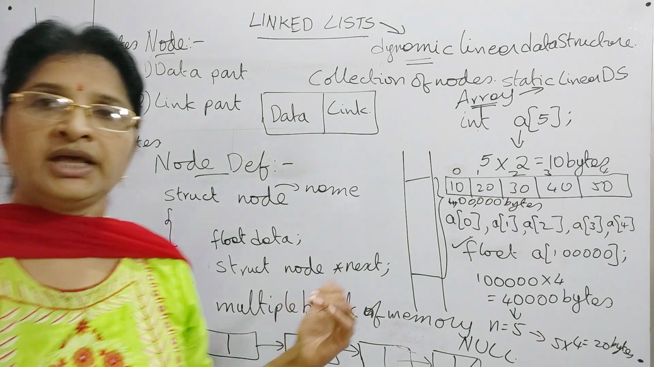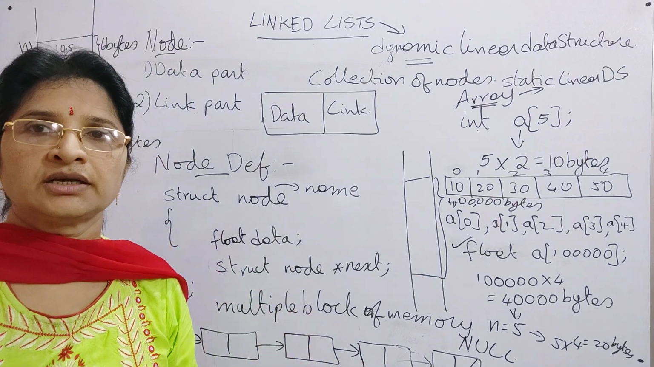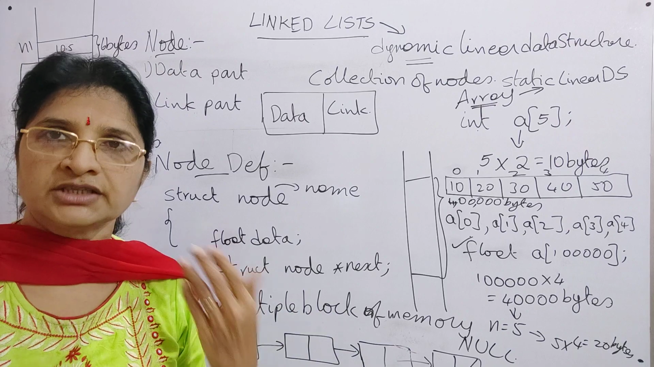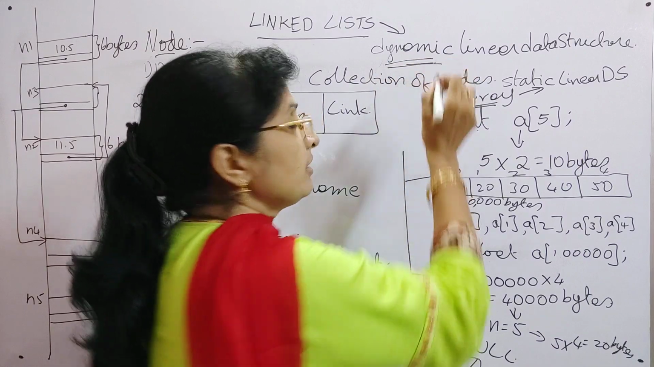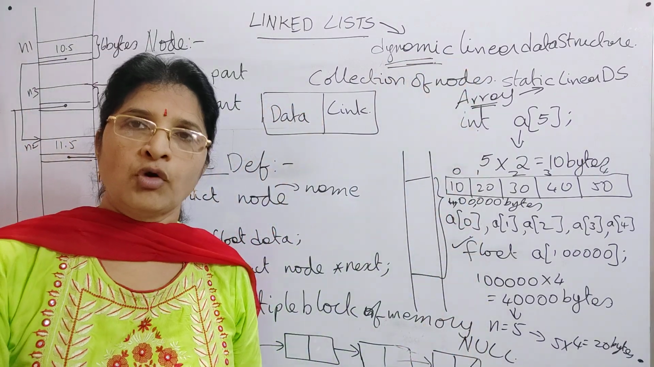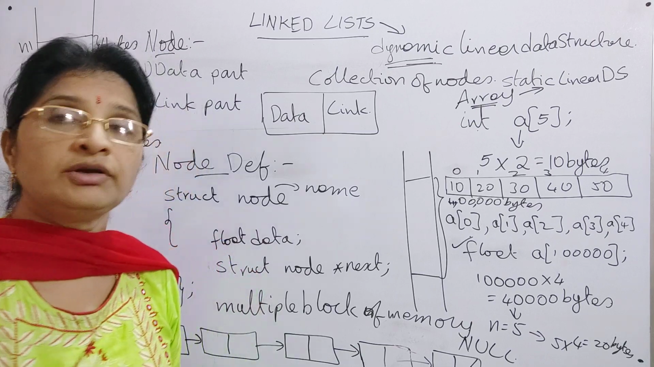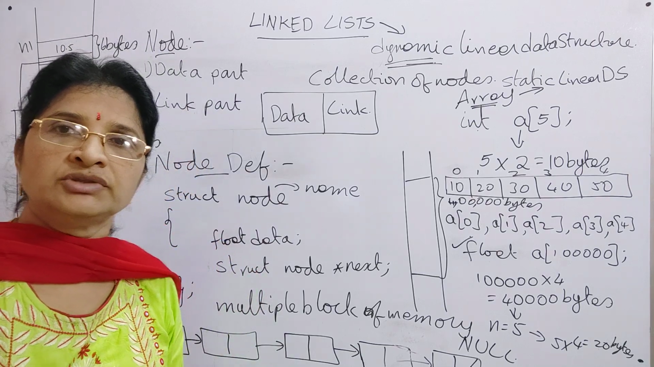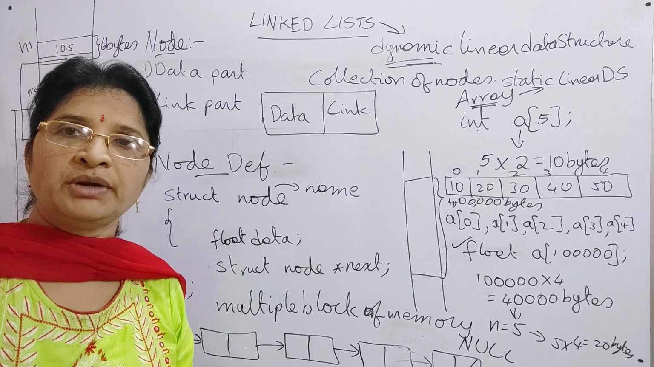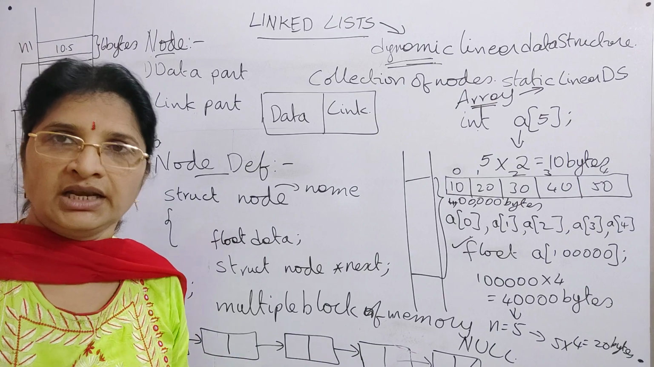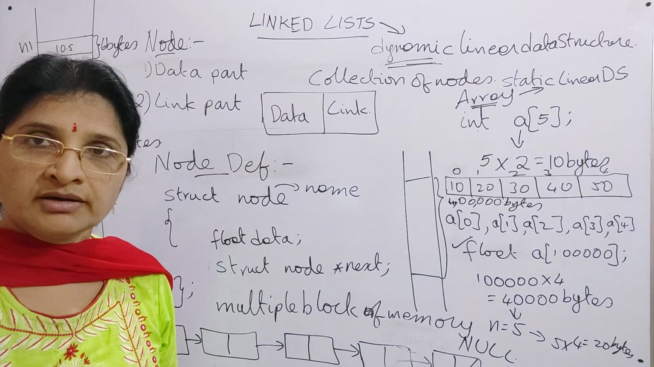So here there is no requirement of allocating the total memory in advance at the beginning. Whenever required, we can allocate the memory dynamically. If we want to create a node, we allocate memory to that node. And if you are deleting a node, you can free that memory and give it back to the system, so that it can be used by any other program. That is the main thing of using data structures.